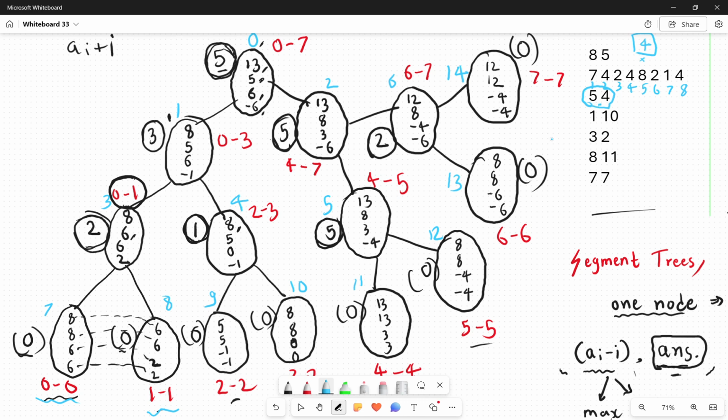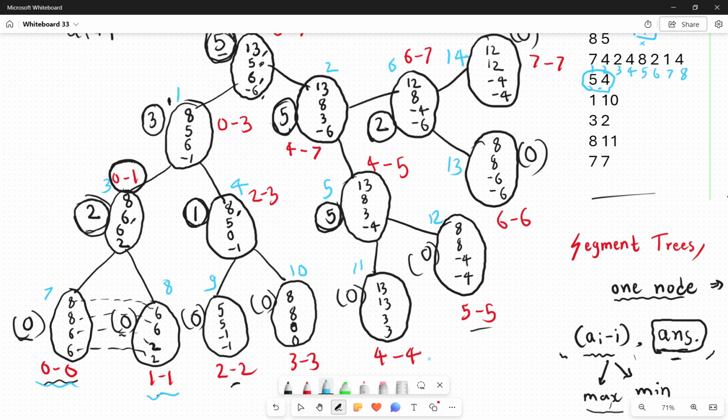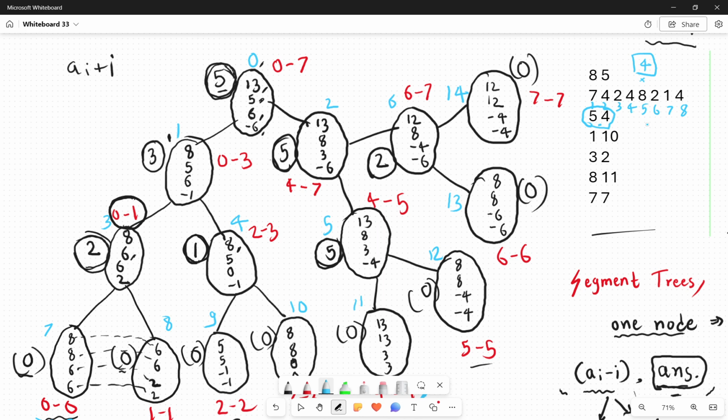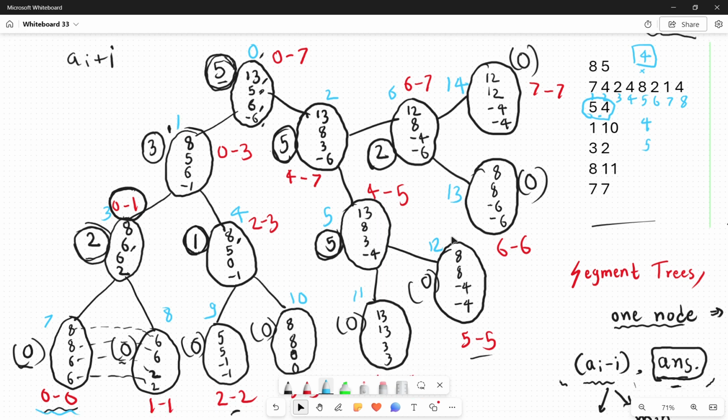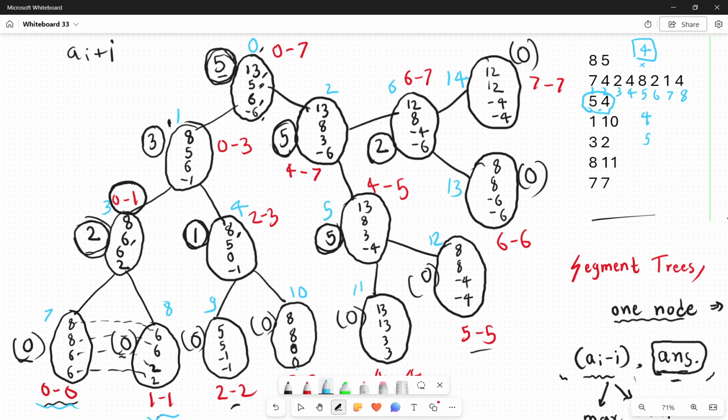The fifth index in our segment tree is indicated by the node 4 comma 4, so here we want to make some changes. If we keep 4 in place of 8, its index is 5. So what about ai plus i? It won't be 13 anymore, it will be 9, and ai minus i will be minus 1, so 9 and minus 1.